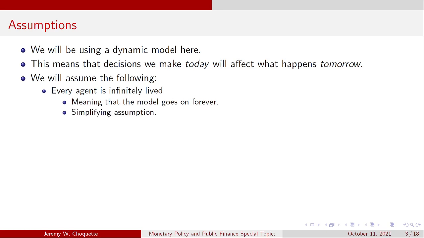This is a simplifying assumption. You're probably going to be like, what does it mean if every agent is infinitely lived? People die, and that's true. People do die. Very astute observation. What I am assuming, however, is that there's a dynasty. Think of an institution. People within institutions die, because that's what happens, but the institution lives on.